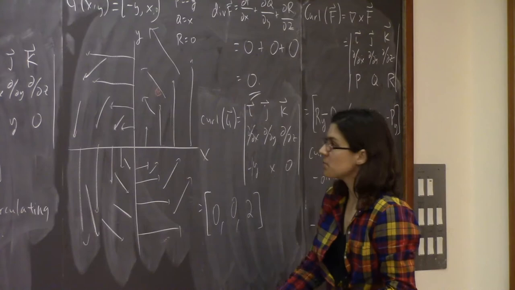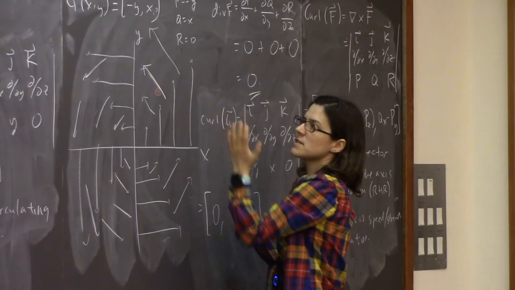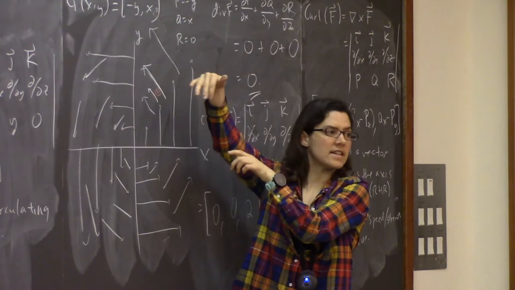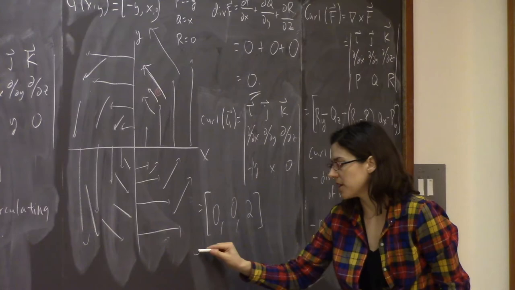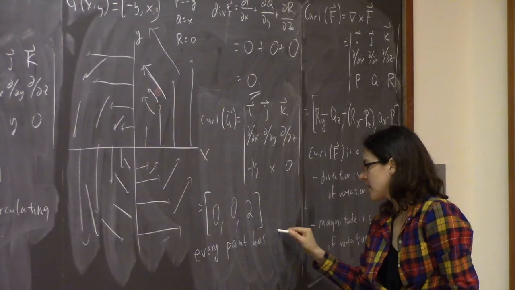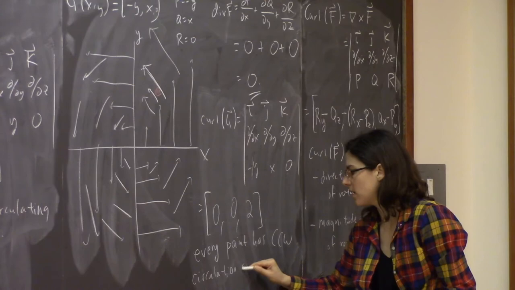And the reason for this is the vector on the right is bigger than the vector on the left. So it's getting pushed more on the right than it is on the left, so it's turning. So this tells us that every point has counterclockwise circulation of the same strength or speed.